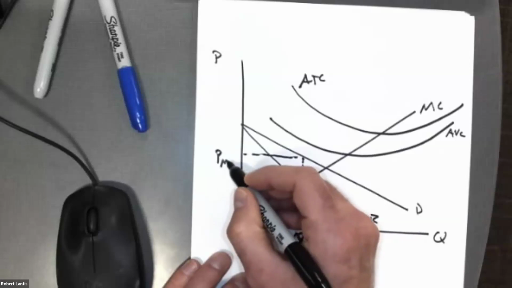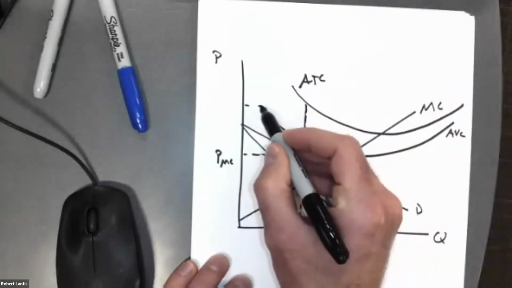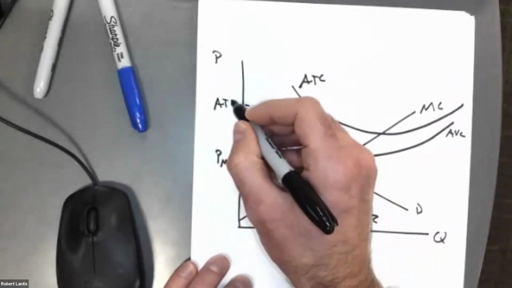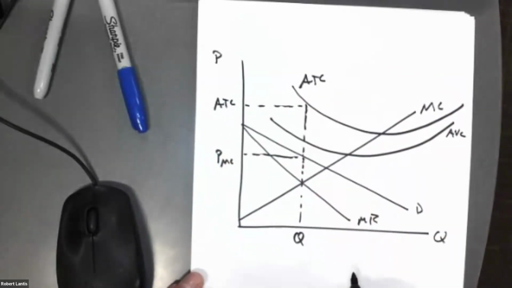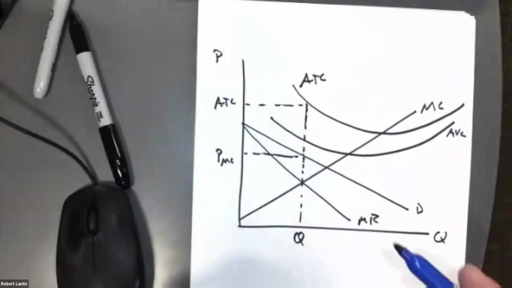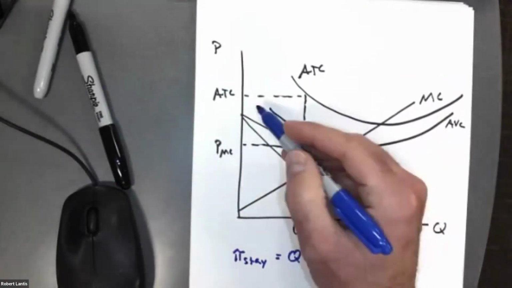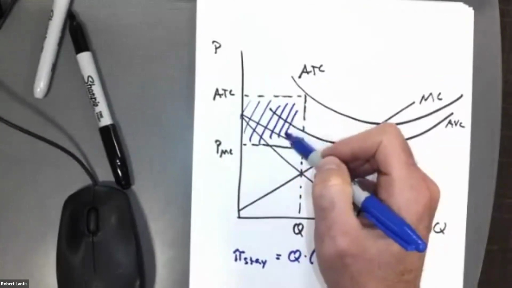Okay. So at that profit maximizing quantity, here's the price that they set. So price is below my average total. So I know that profits are going to be negative, right? I can think about if I were to stay open, my profits are the quantity I'm selling times that difference between price and average total cost. Okay. So it'd be like this entire rectangle here.